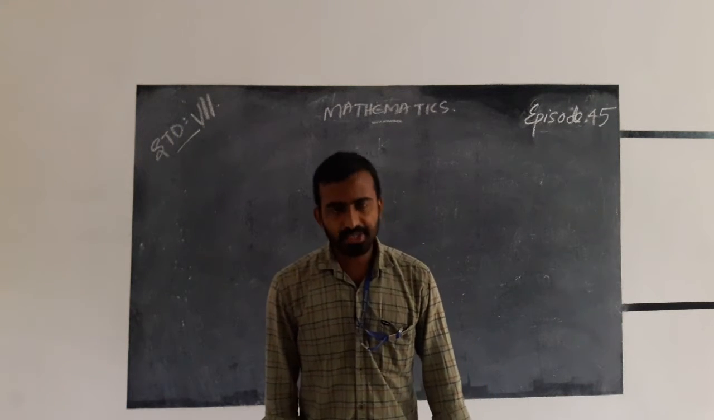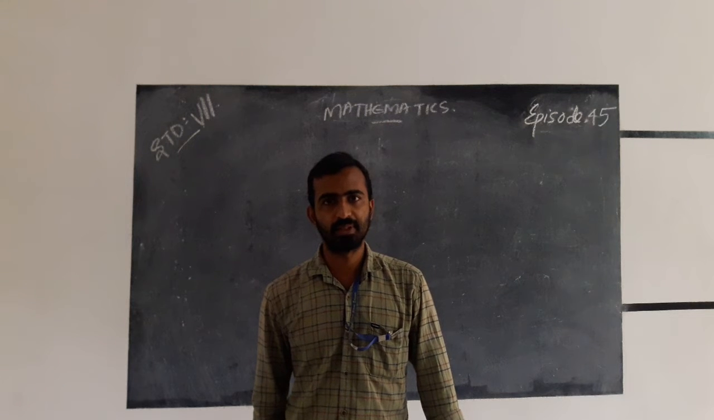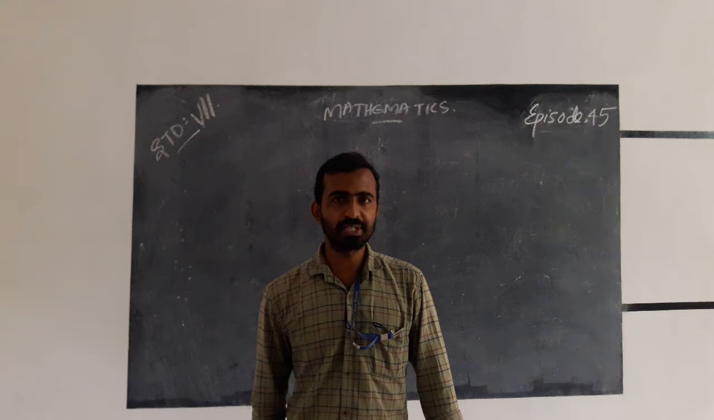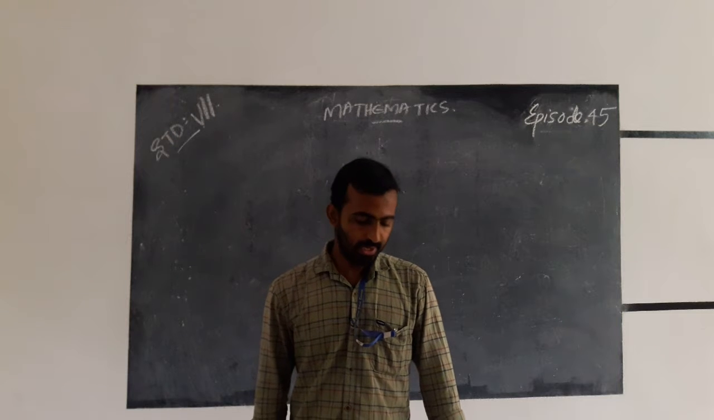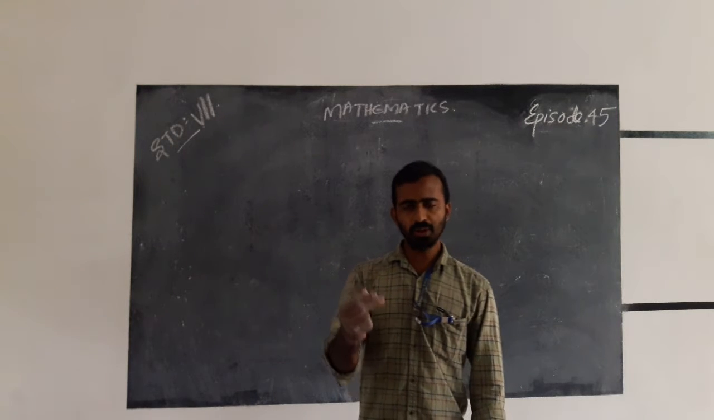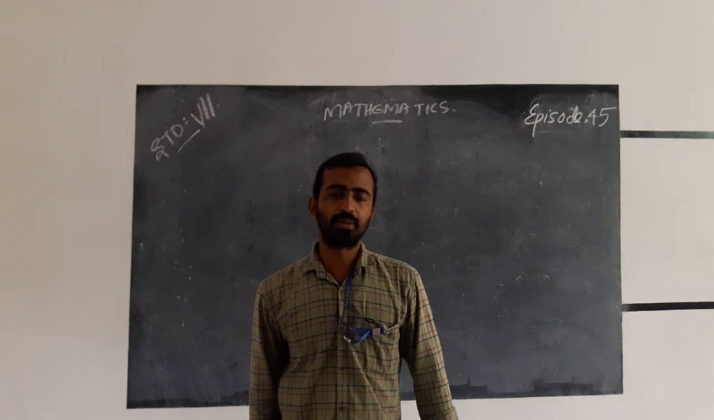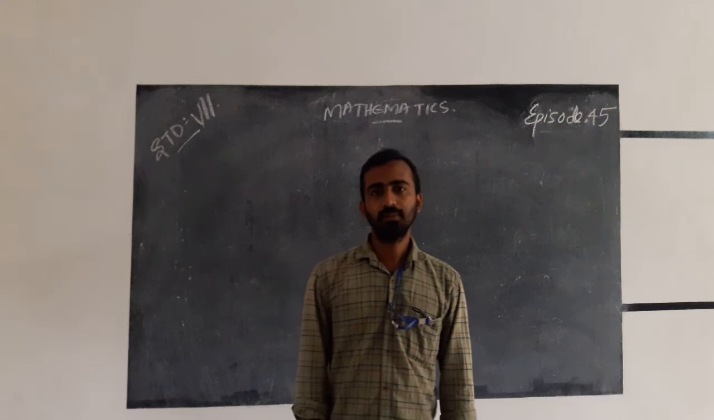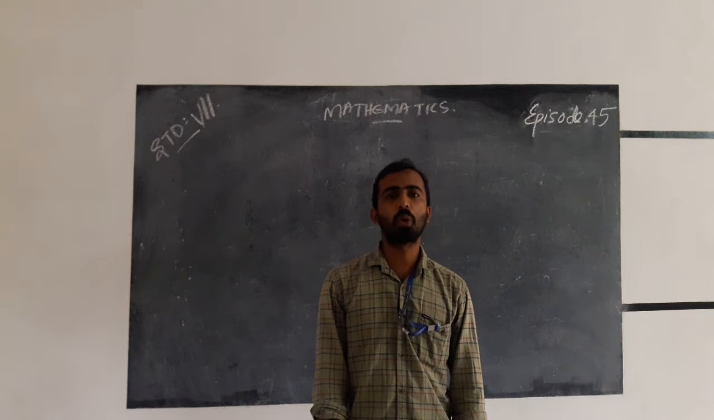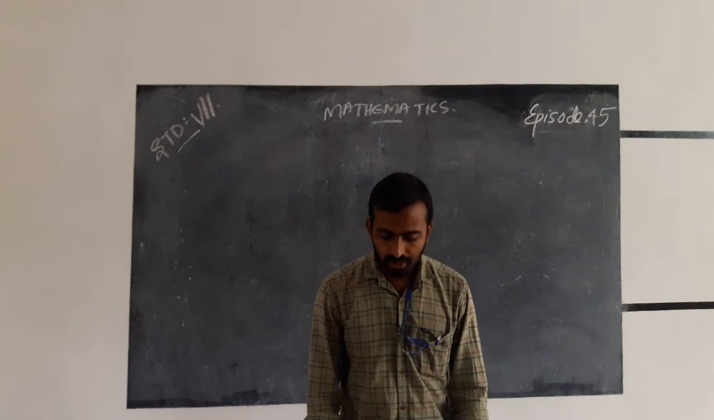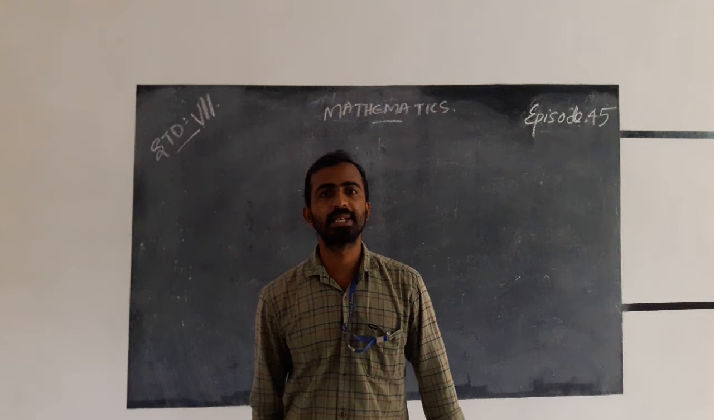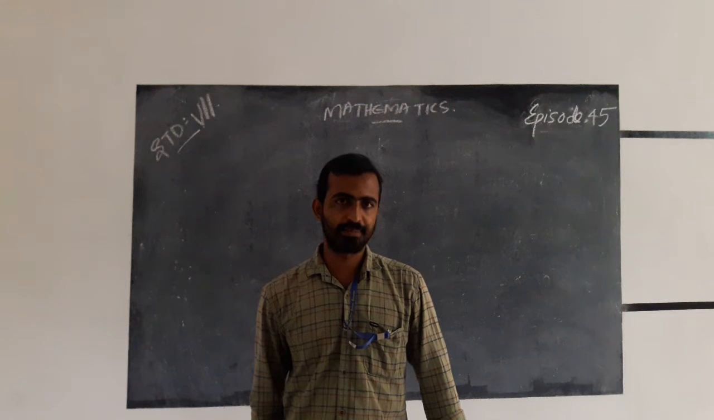And next is loss percentage. What is loss percentage? Loss percentage is loss divided by CP into 100. CP means cost price.